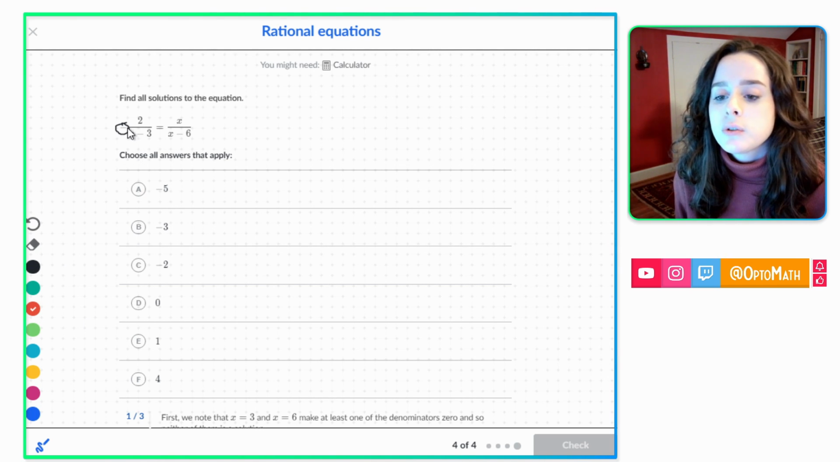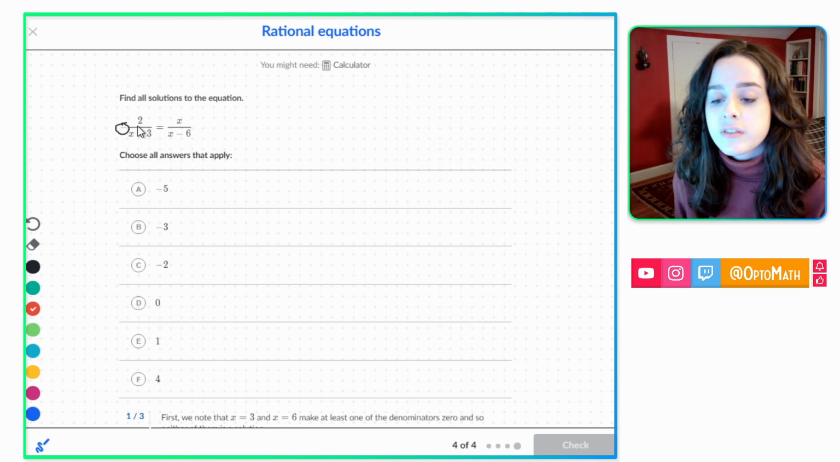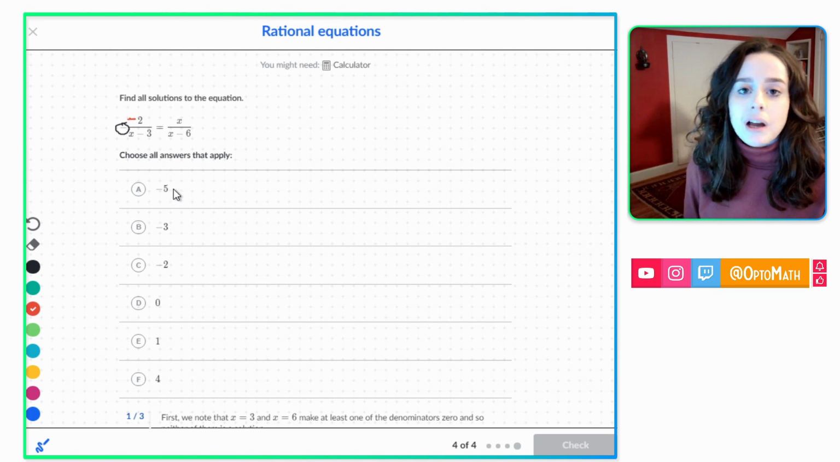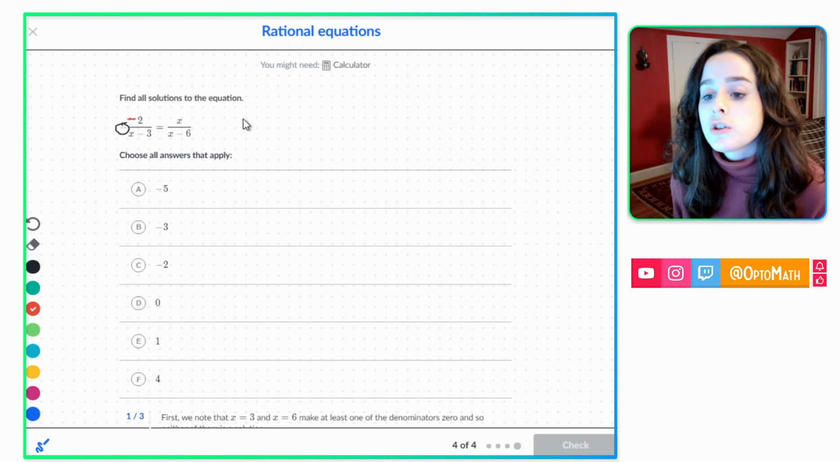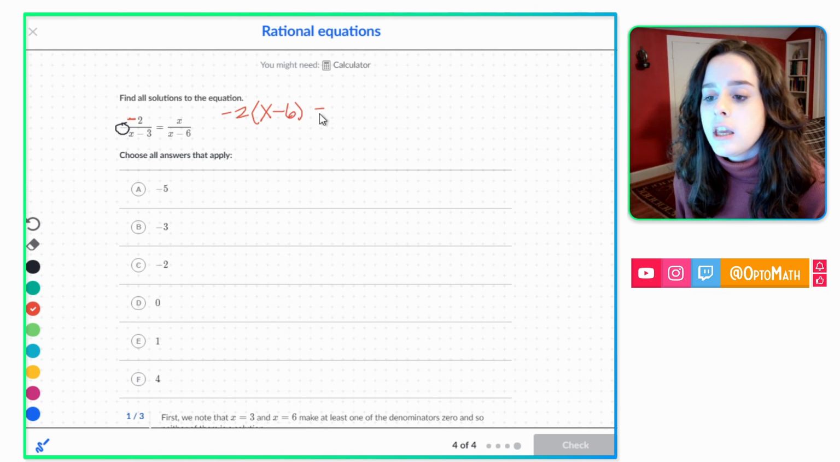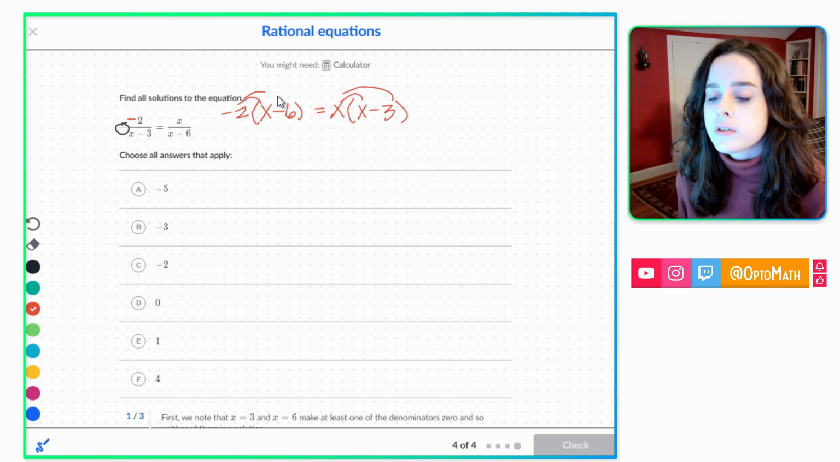For the minus sign, you can either include it on the numerator or denominator, and I highly suggest putting it on the numerator. That way you only have to apply it to one term. You don't have to distribute it to the x and the -3. Now let's use our cross multiplication. -2 times x minus 6 equals x times x minus 3. We'll distribute on both sides. -2x plus 12 equals x squared minus 3x.